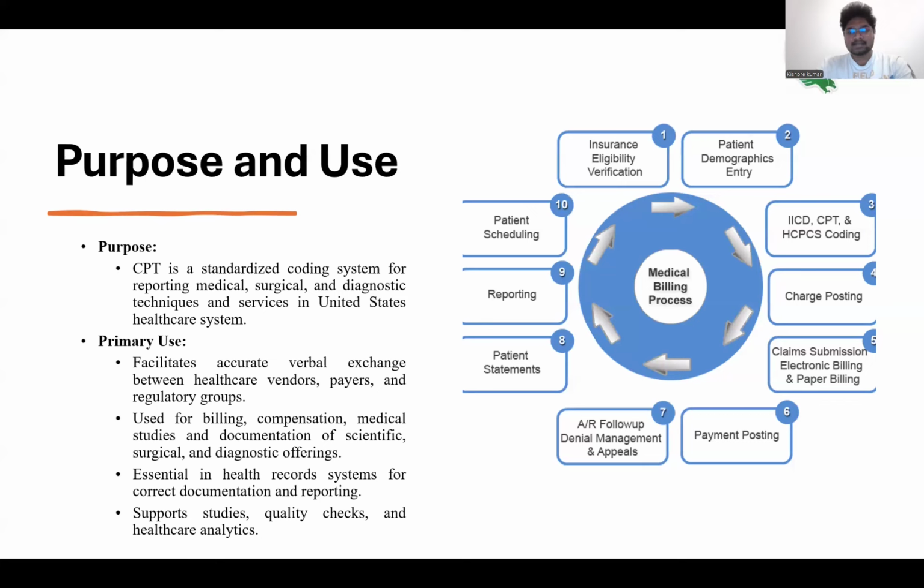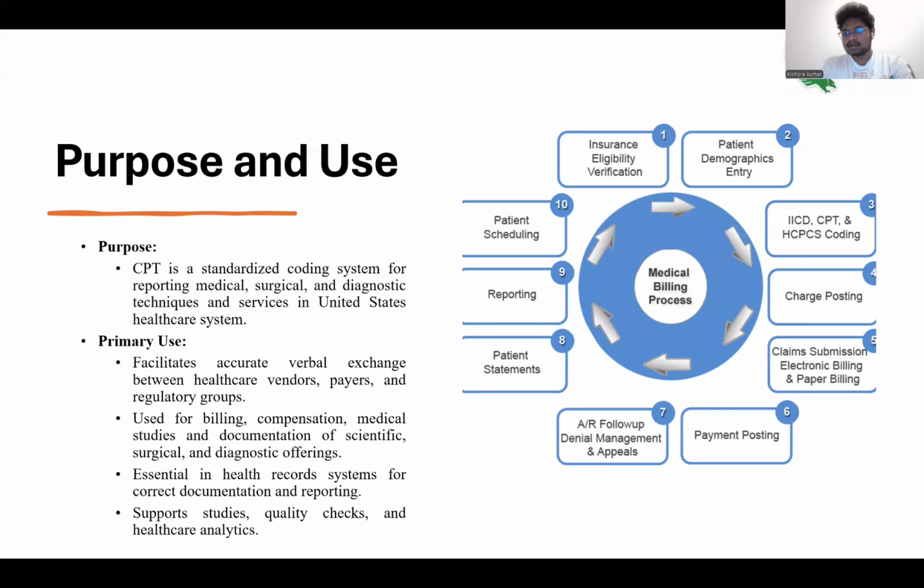And where do we use CPT? The locations are hospitals and clinics. In this sector, it ensures clear documentation of medical procedures for patient records. In insurance companies and payers, the CPT is used for processing claims and determining coverage eligibility. In the government sector, the CPT is used by regulatory bodies for Medicare and Medicaid, for reimbursement validation.